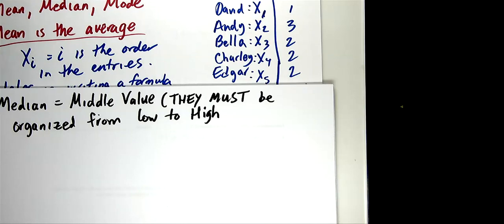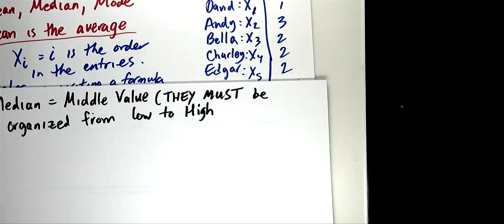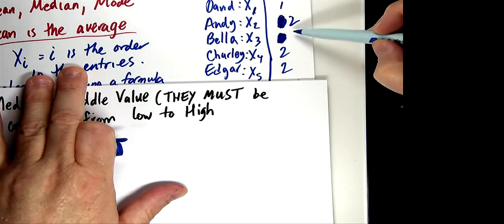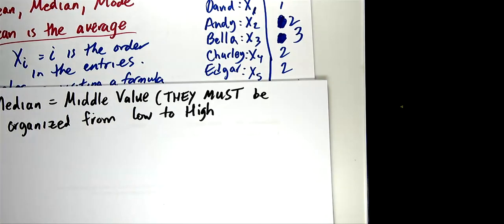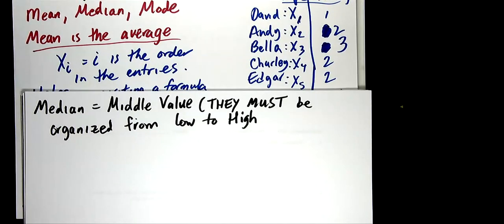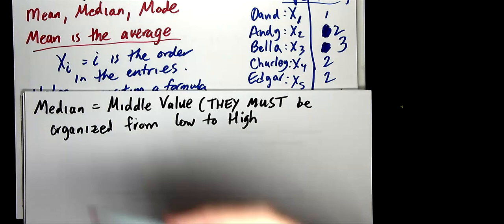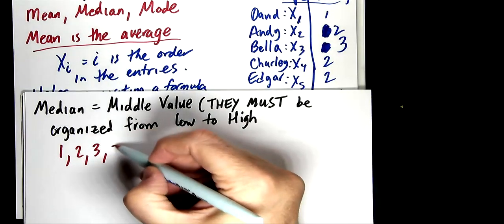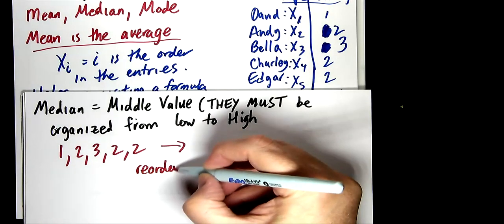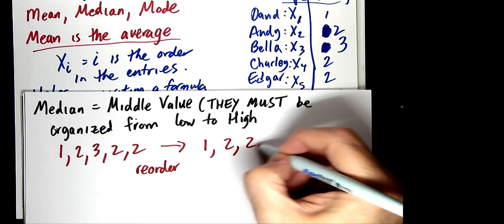I wish I had changed the order of Andy and Bella real quick. I'm going to put Andy as two siblings and Bella as 3. Because I think it's important to show that the median is not the number that it shows up as. So what we do is we take the people, we've got 1, 2, 3, 2, 2, and we reorder them. I've got 1, 2, 2, 2, 3.